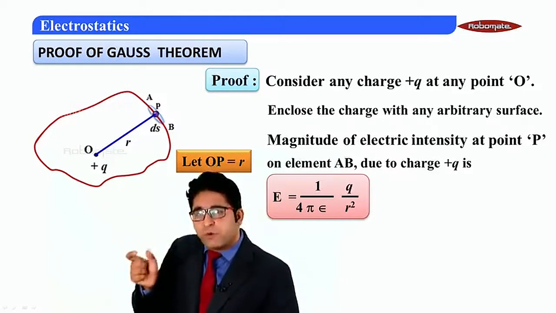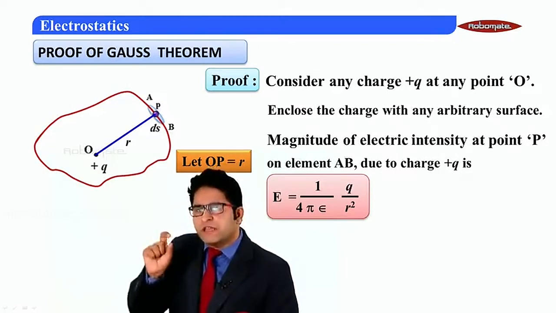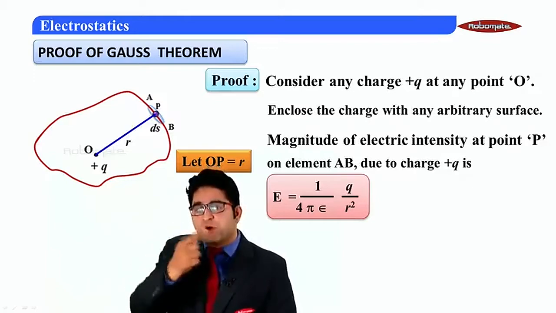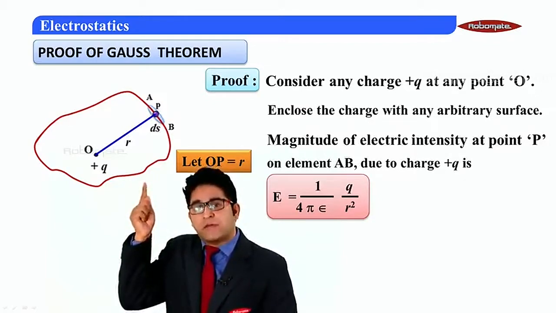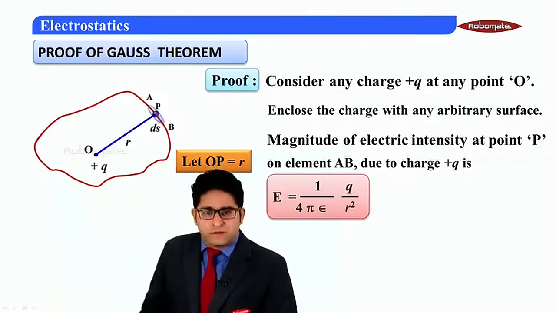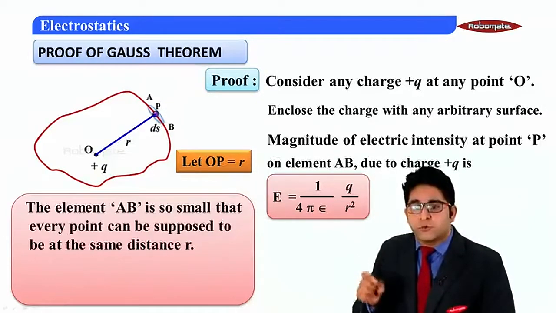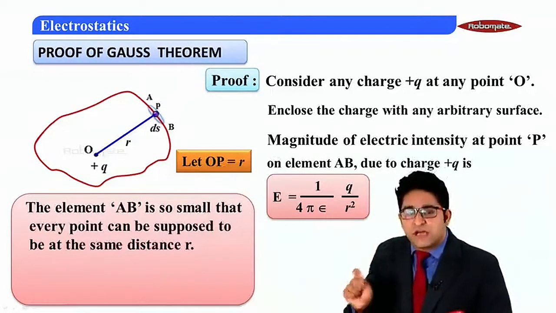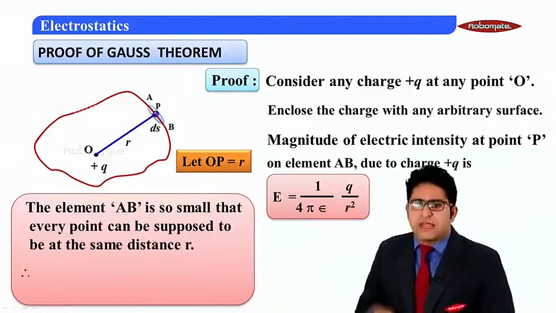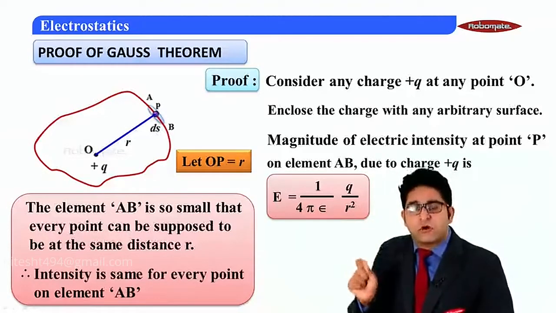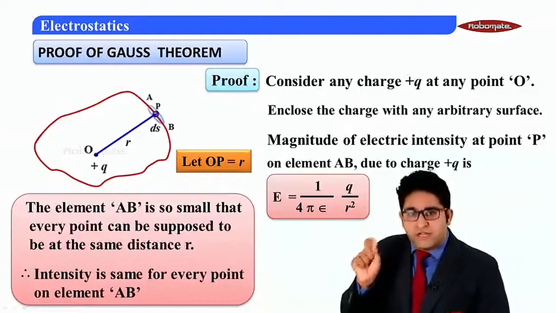So I can say every point on element AB will be nearly at the same distance from the charge q, right? And as it is at the same distance, so I can say this formula of intensity will be applicable for every point on the element, right? Or I can say here the element AB is so small that every point can be supposed to be at the same distance r from charge plus q, and that's why this intensity is same. This intensity is same for every point on the element AB, right?